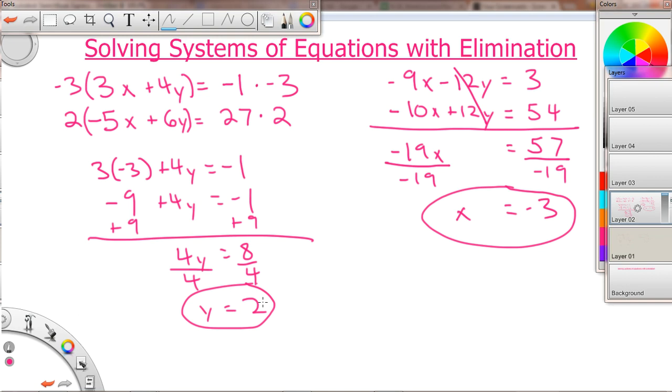All right, now as you can see, we really accomplished the same thing that substitution does, which is getting rid of one of these variables. But solving with elimination can oftentimes be a lot easier and take fewer steps.